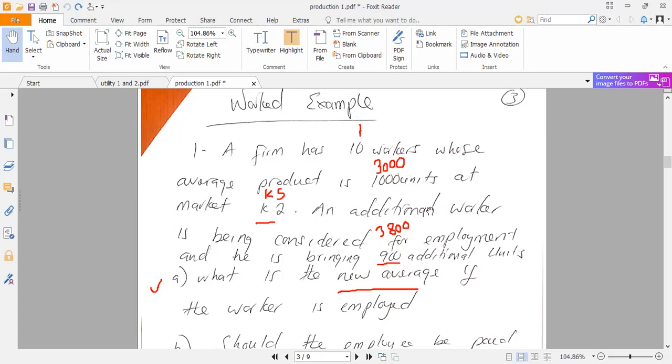A firm has 10 workers. So 10 stands for the laborers, L. And these laborers have an average product of 1,000. So APL, the average product of labor, is 1,000. The market price P is 2 kwacha per unit. The additional units that this laborer brings are 900. So this is the marginal product. Anything additional is called marginal product.